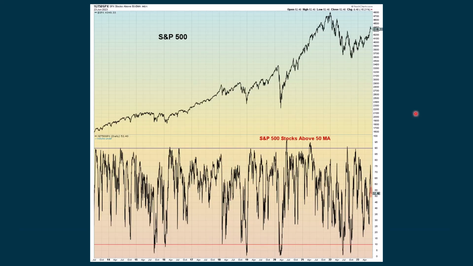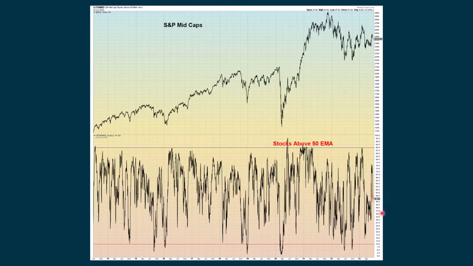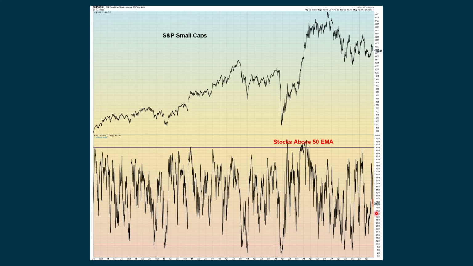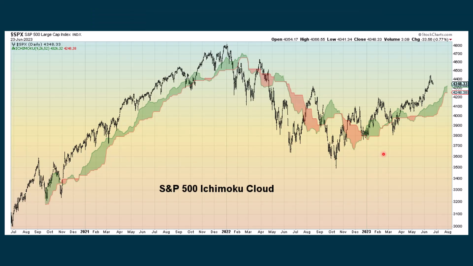We want to keep an eye on how many stocks in the S&P 500 are above their 50-period simple moving average. We're at 52 right now, so we're just about at the midpoint. Then we look at the mid caps where we're at 47, and the small caps were even a little bit lower, down at 43.